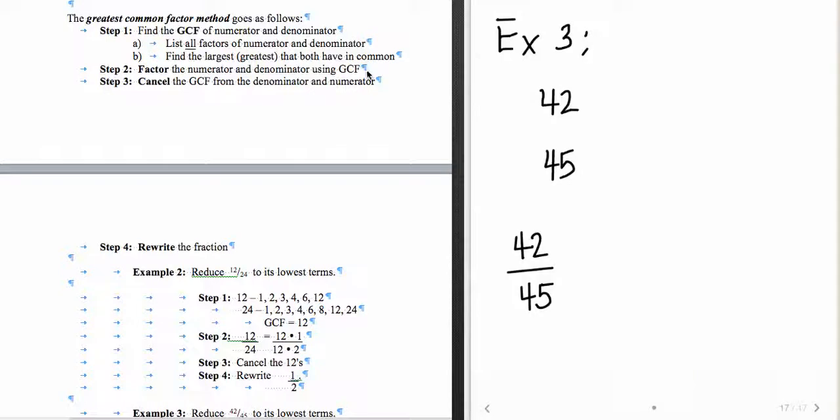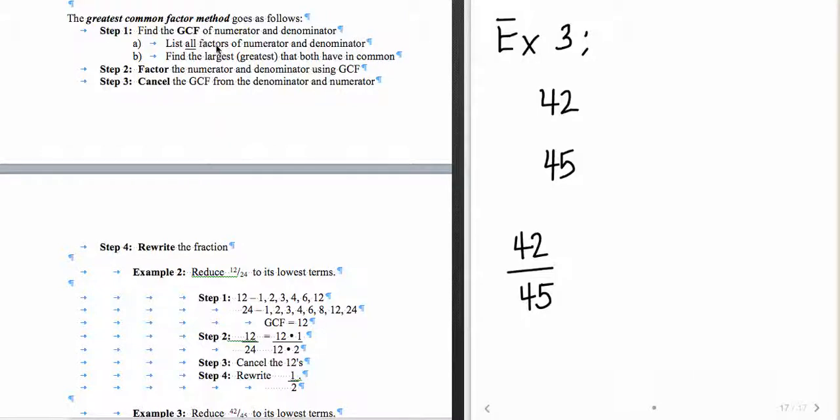This is our second lecture on section 2.2. This is on the greatest common factor method of reducing a fraction, or putting a fraction into lowest terms, or writing an equivalent form of a fraction. So the greatest common factor method starts out with a greatest common factor, abbreviated as you see over here as GCF.